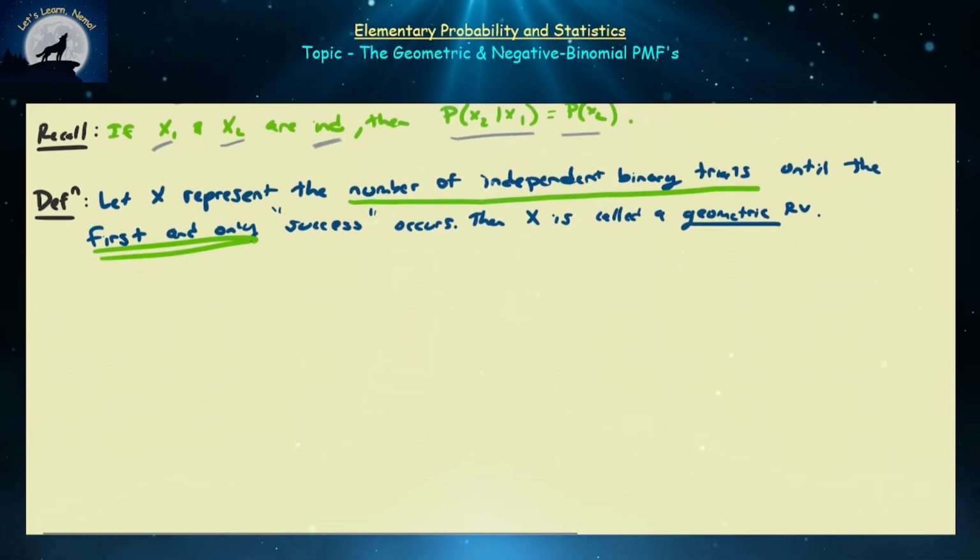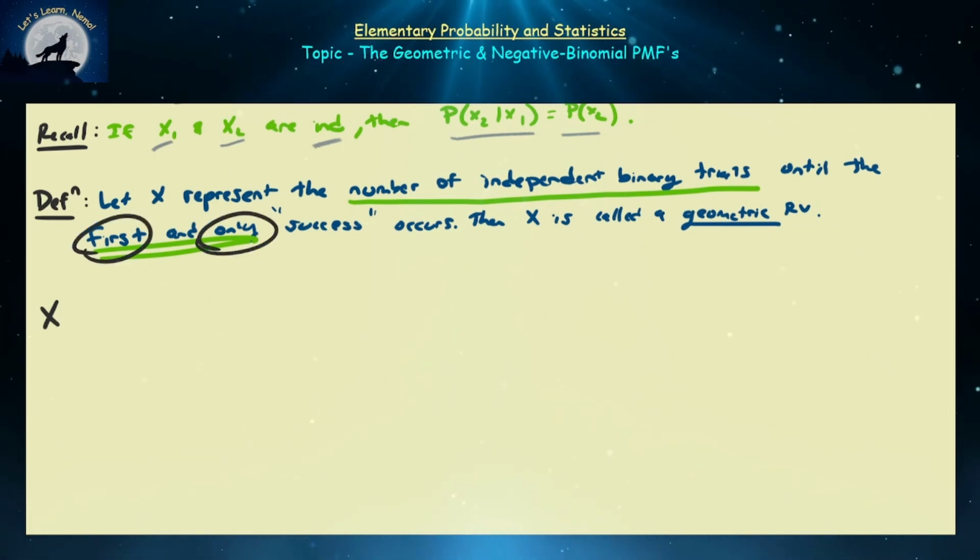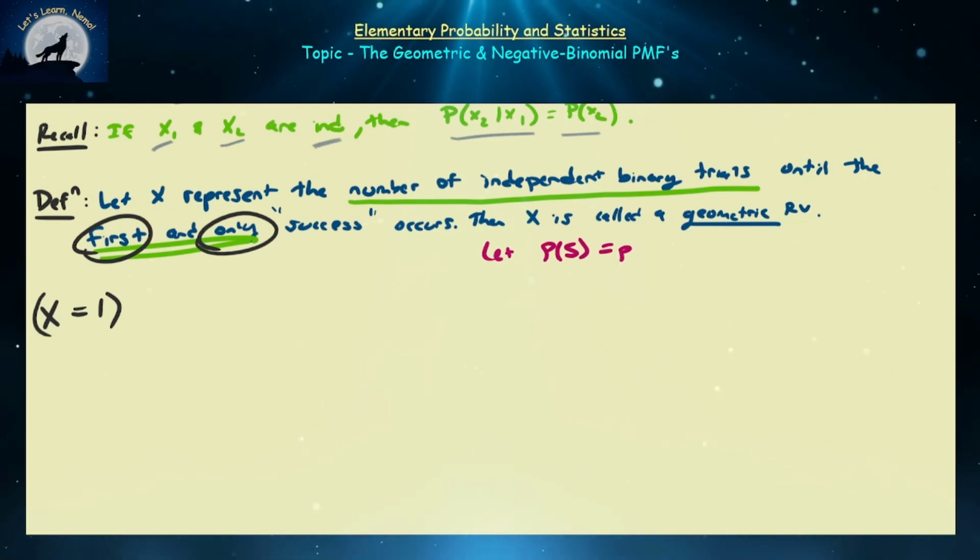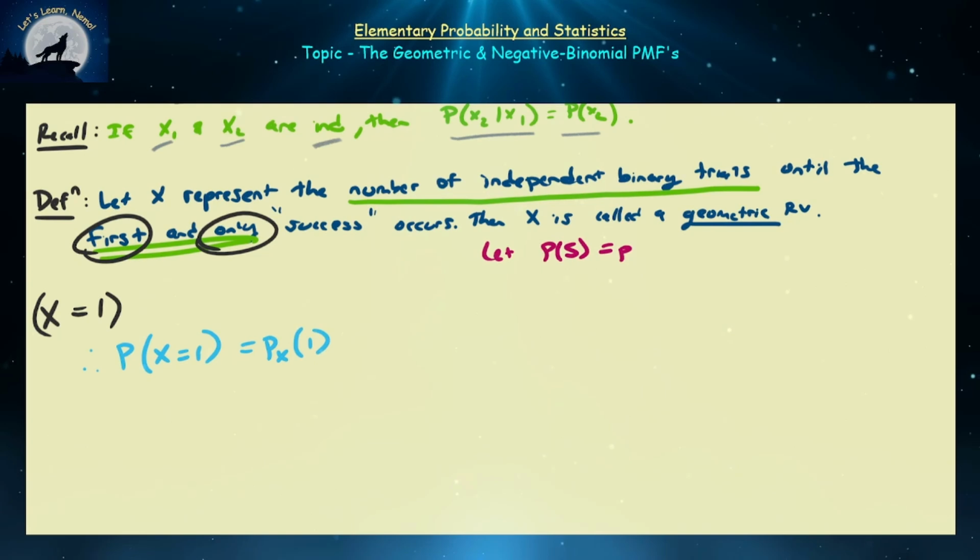So let's assume that we have X, and X is going to be a value. Now keep in mind, how many trials do we need minimally until we get a first and only success? Well, obviously the minimum value that X could be is 1, because we need at least one trial for us to have at least one success. So when X is equal to 1, let the probability of success be equal to lowercase p. What is the probability that X is equal to 1? Well, the probability that X is equal to 1, which I'm going to denote in probability mass function form p_X(1), is the probability of getting our first and only success on trial 1, which is just going to be equal to p.